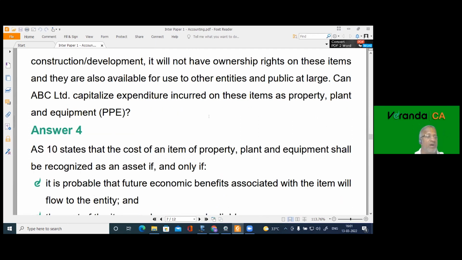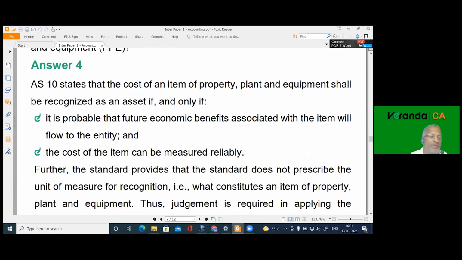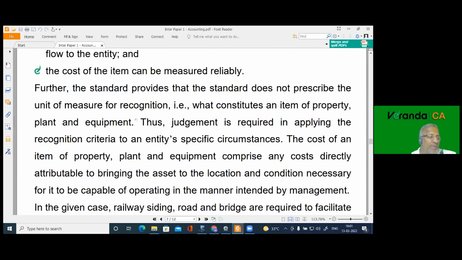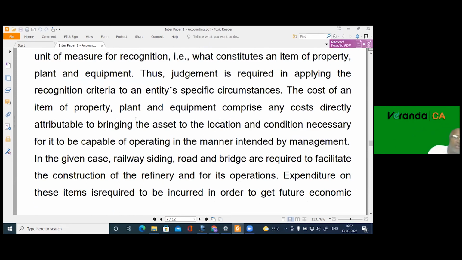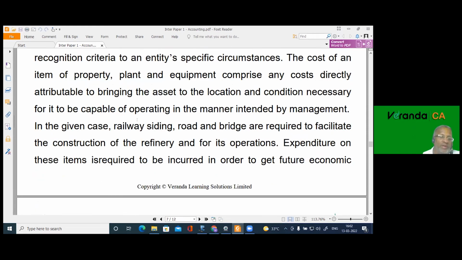AS 10 states that the cost of an item of property, plant and equipment shall be recognized if future economic benefits associated with it will flow to the entity and the cost of the item can be measured reliably. Further, the standard does not prescribe the unit of measurement for recognition, that is, what constitutes an item of property, plant and equipment. Thus, judgment is required in applying the recognition criteria to an entity's specific circumstances. The cost of an item of property, plant and equipment comprises any cost directly attributable to bringing the asset to the location and condition necessary for it to be capable of operating in the manner intended by management.